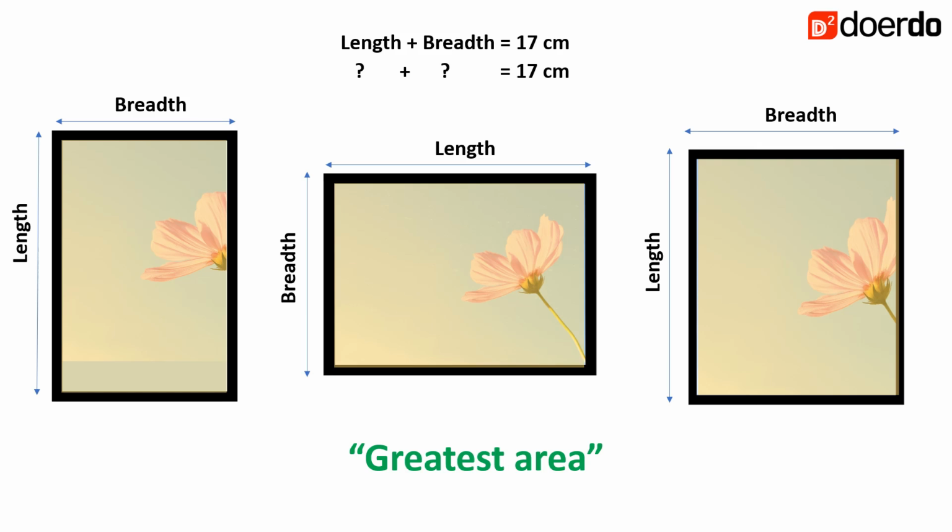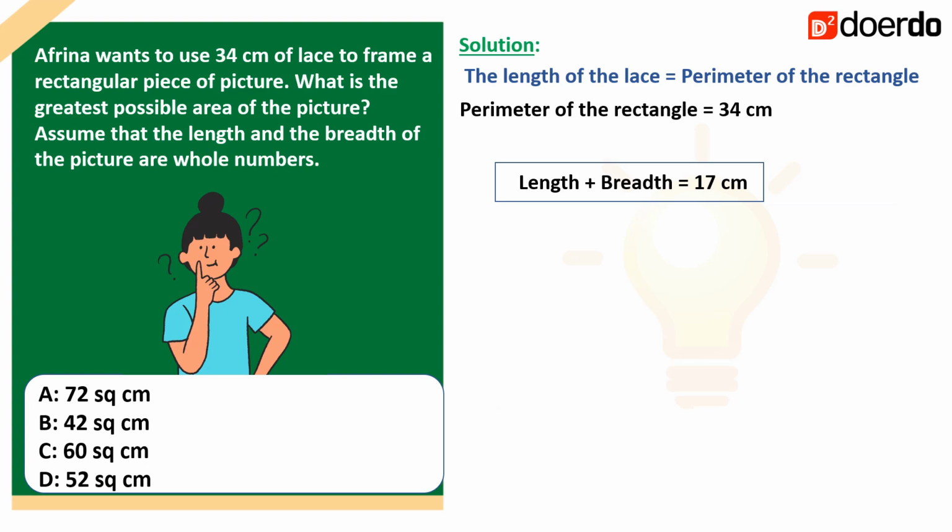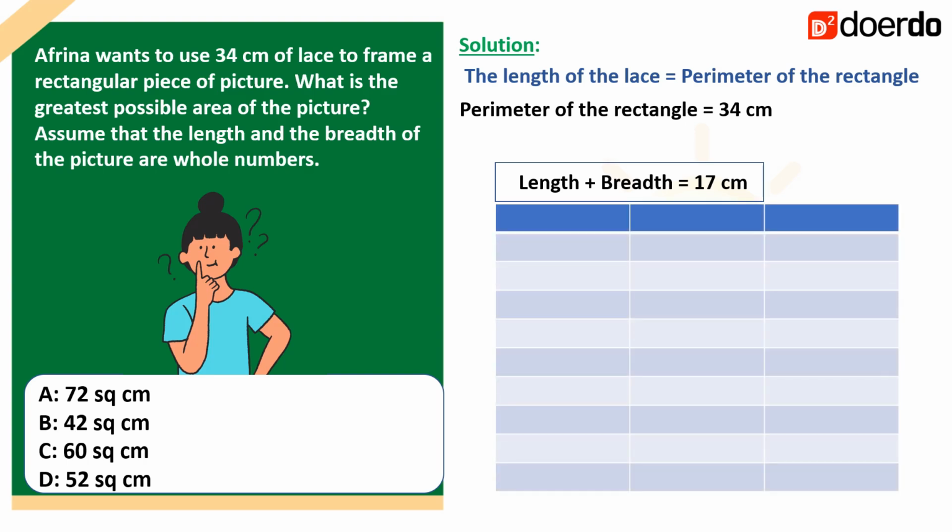Let's find it. First, we draw the table. We write column 1 as length, column 2 as breadth, and column 3 as the area. The formula for the area of the rectangle is length into breadth. The area unit is square centimeters. Now we are going to find the greatest possible area of the rectangular picture. In the question, it is mentioned that the length and the breadth of the picture are whole numbers. We consider the length and breadth as whole numbers.